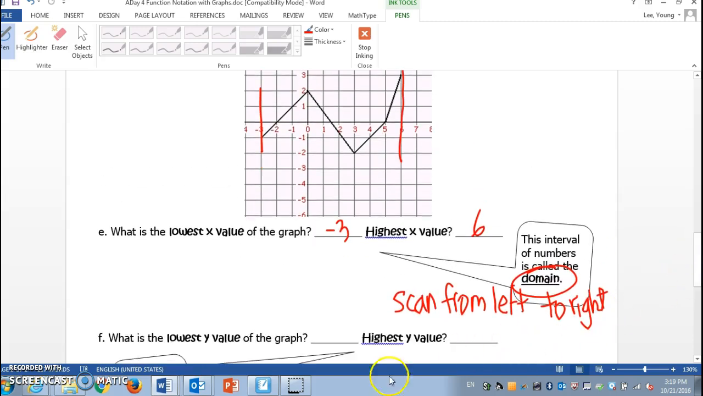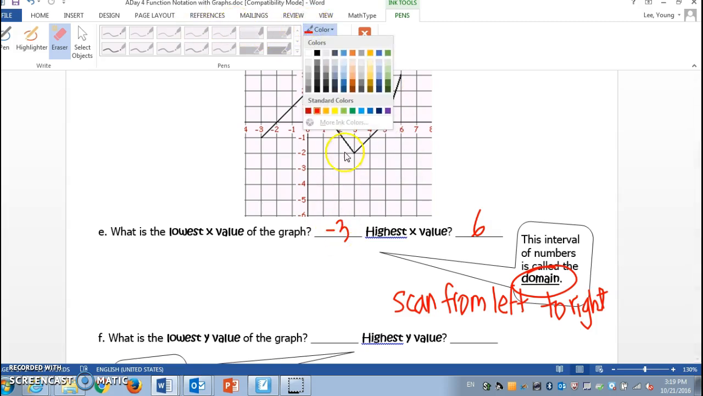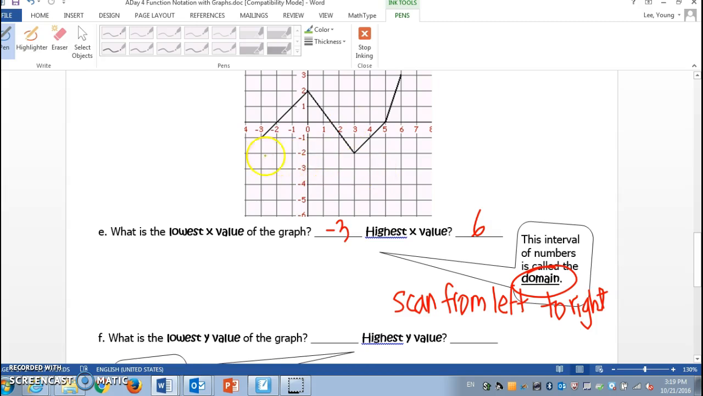Then let's take a look at the next question. What is the lowest value of y? Now we're not looking at the x, now we're looking at the y. Okay, so let's try that. Which one has the lowest y value? In order to do that, we need to scan from bottom to top. Where does the graph start on the y-axis? It starts right here. And it ends right here. Is that right, guys? So which one will be the lowest y value? Negative 2. What will be the highest y value? Positive 3.